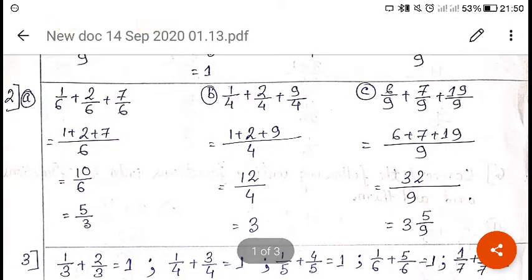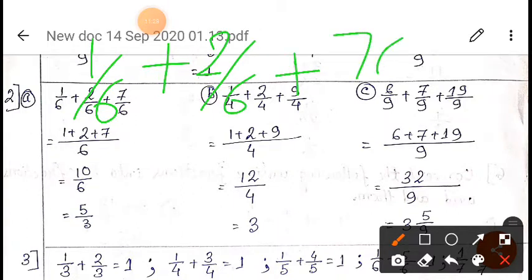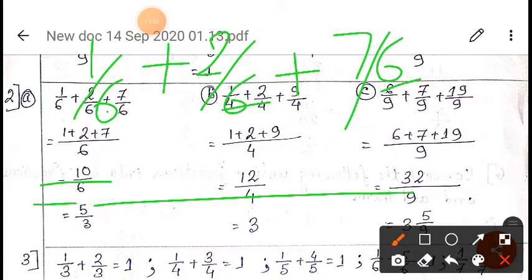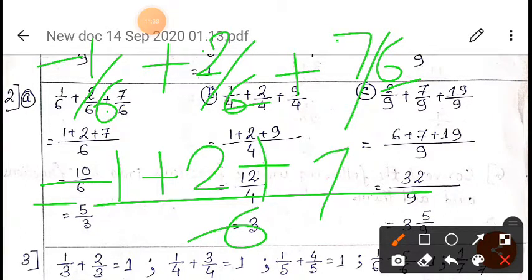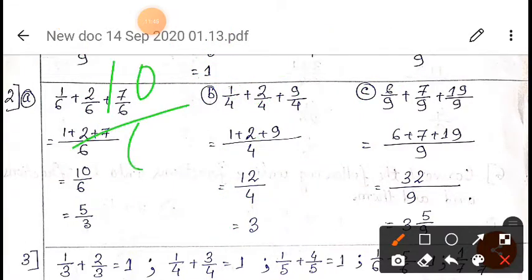Now next is 3 numbers. Let me do here 1 by 6 plus 2 by 6 plus 7 by 6. Since you can see the denominator is the same, how will we write? We will just write 6 here. After that this one 1, then 2, then 7. So 1 plus 2 is 3, 3 plus 7 is 10. 10 by what will we get? 10 by 6. So we will get here 5 by 3.